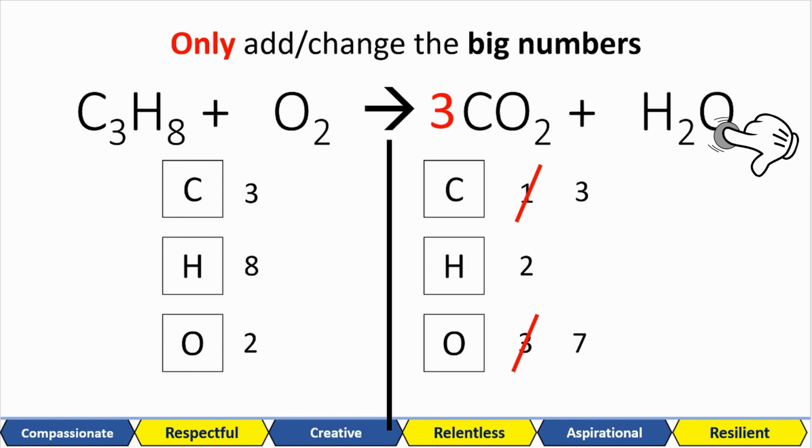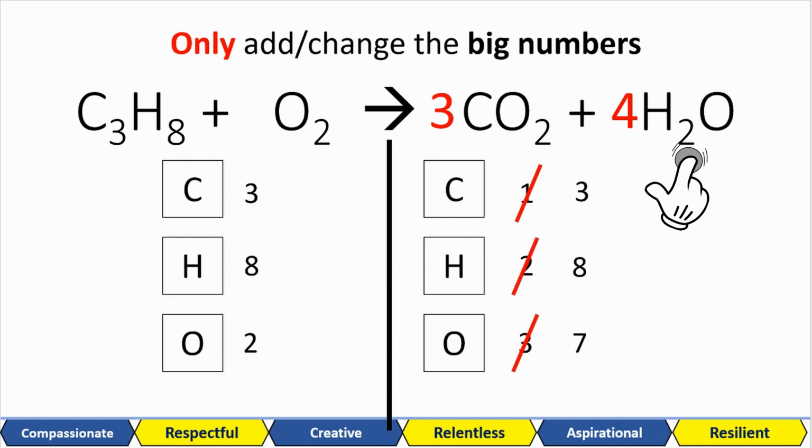Now we go on to balance the hydrogen. We have 8 hydrogens on the left hand side, but only 2 on the right hand side. To balance this, we need to multiply the right hand side by 4. 4 times 2 gives us 8 hydrogens on the right hand side. Now our oxygen has changed once again. This is one of the reasons why I recommend saving the oxygen to last, because it keeps changing.